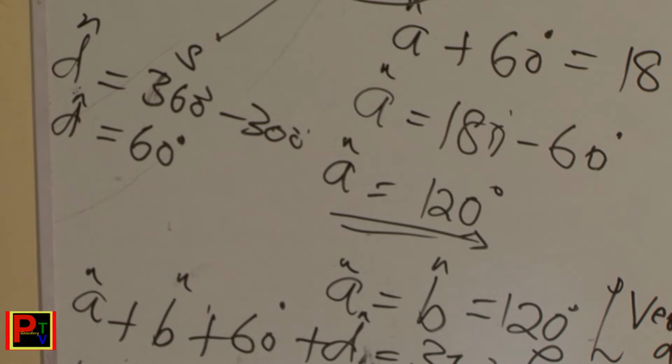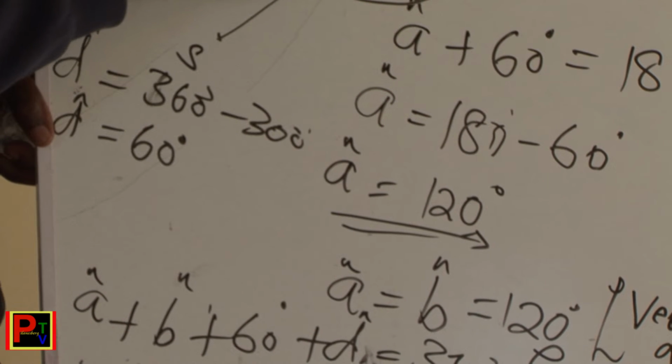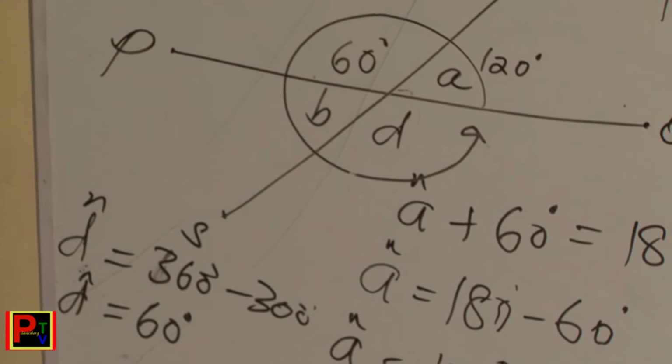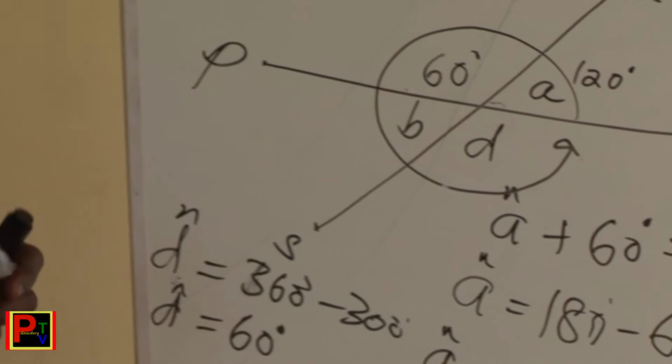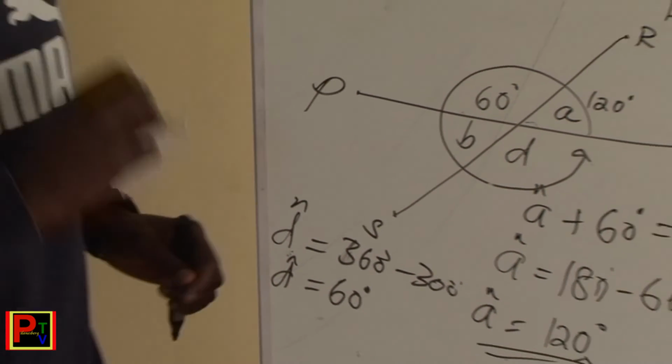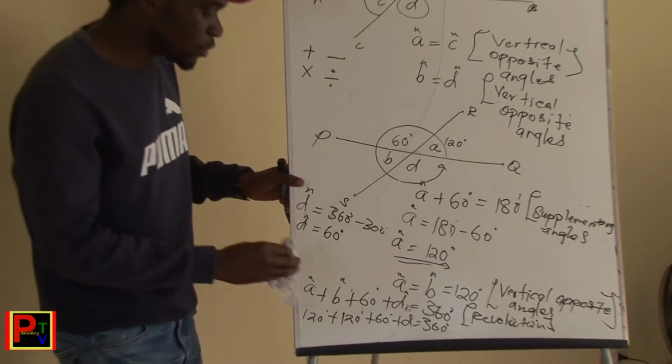Now, I think you can also get the answer by simply saying D is vertical opposite to this one. Okay, if you manage to get that one, now allow me to erase so that we can move to the next one.